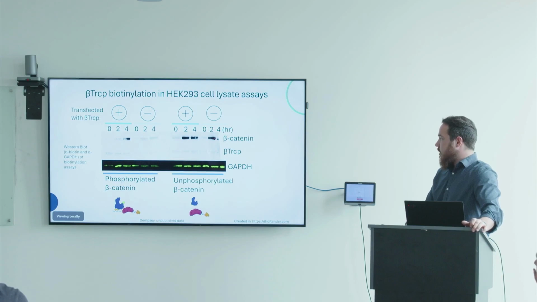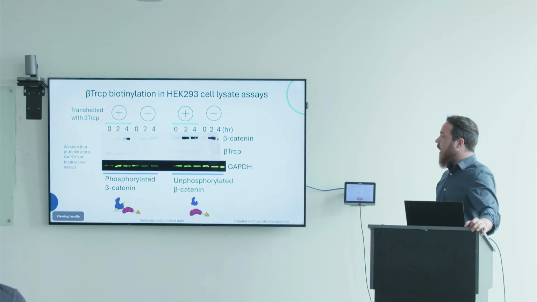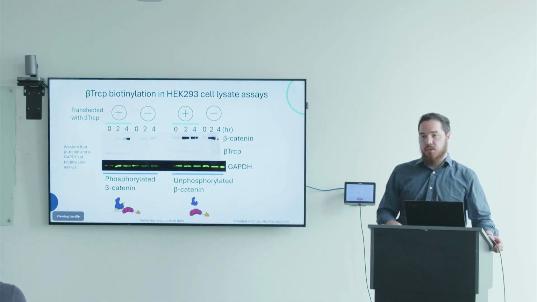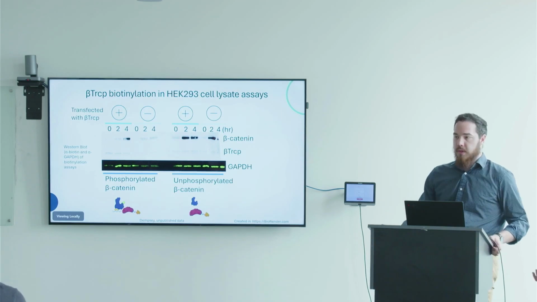at different time points. And we also still wanted to have a background of being able to see β-TrCP and interaction with that as a positive control. So in half of our HEK-293 cells, we had transfected them with β-TrCP, and the other half was our control.